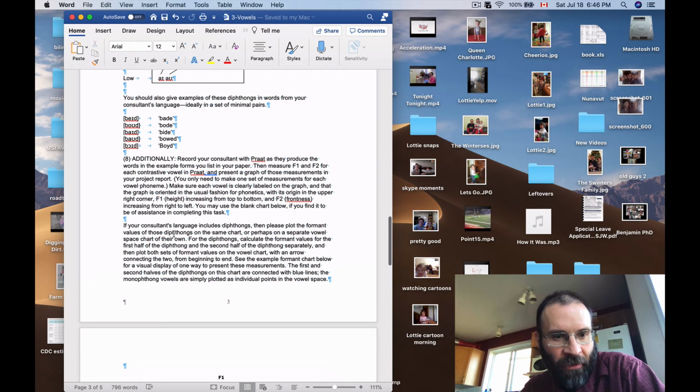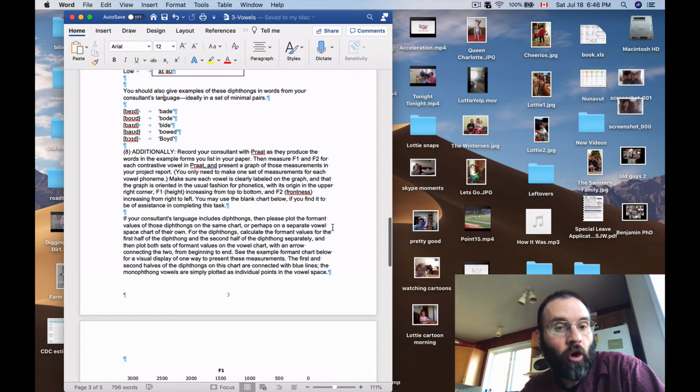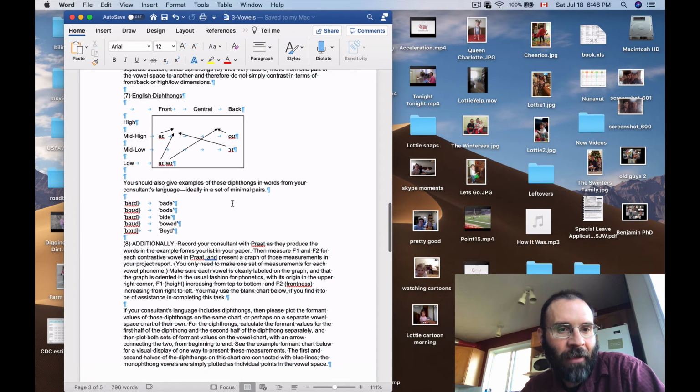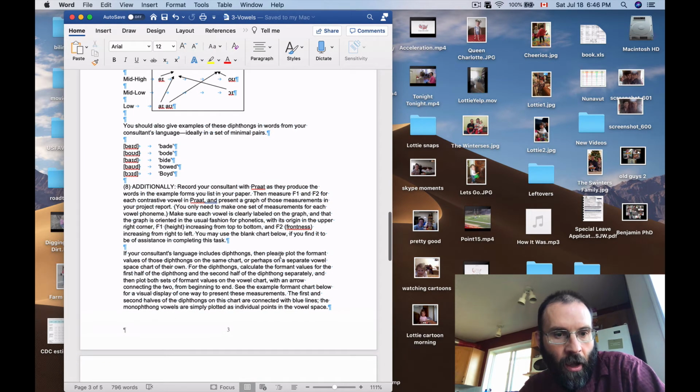So if your consultant's language includes diphthongs, then please plot the formant values of those diphthongs on the same chart. Or if you have 5 diphthongs like this, it gets messy in a hurry, so you can also just make a separate formant plot for the diphthongs by themselves. But for those diphthongs, calculate the formant values for the first half of the diphthong.